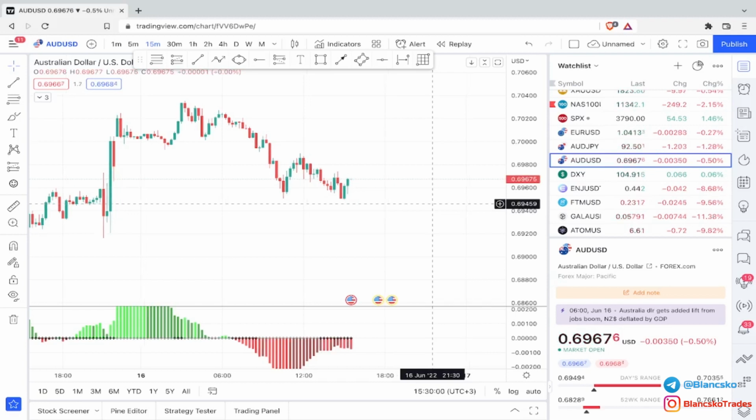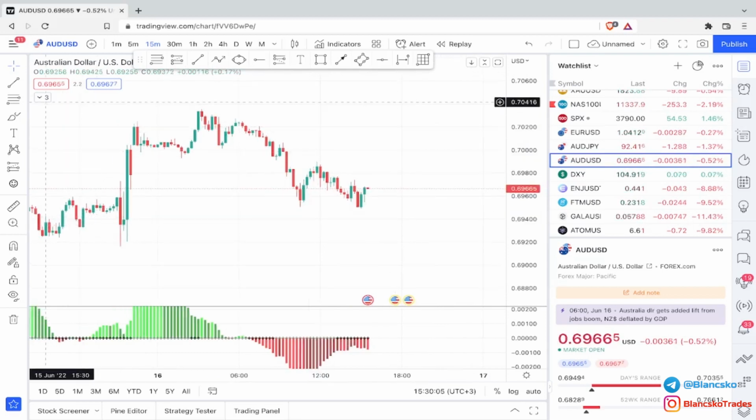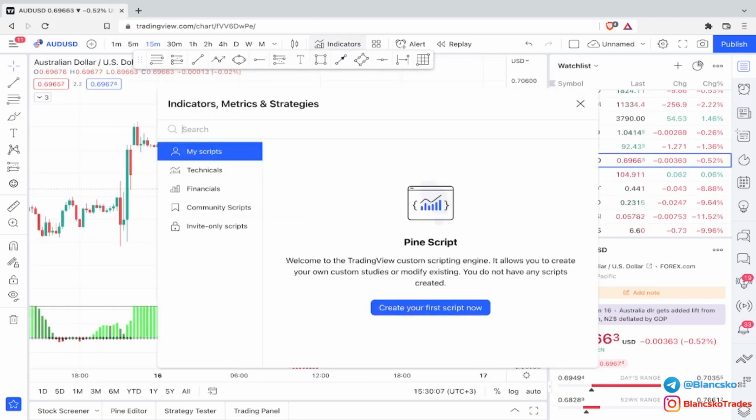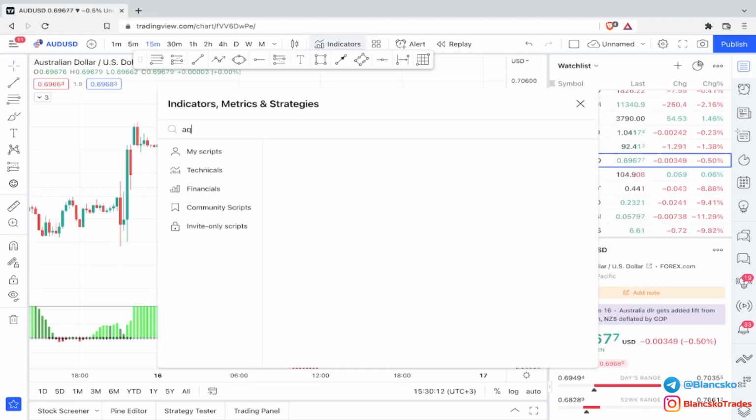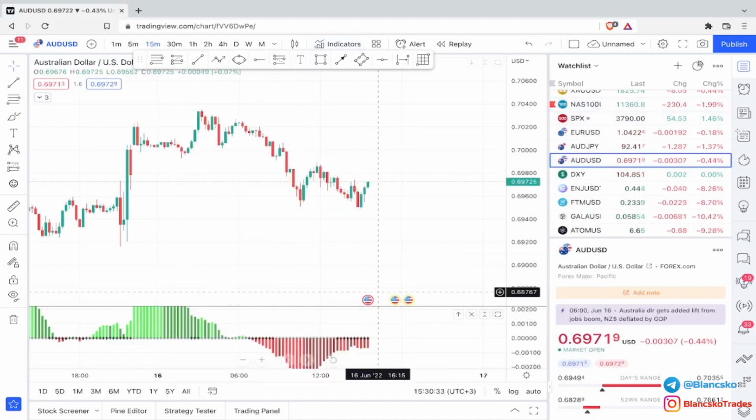Okay. So let's get straight into the video. Well, the strategy is very simple. All you have to do is go on the indicators and search for squeeze momentum indicator. Okay, one second. Boom. And this is the indicator. You just click it from Lazy Bear, and you leave it on default. Okay, you will have it right here on default.